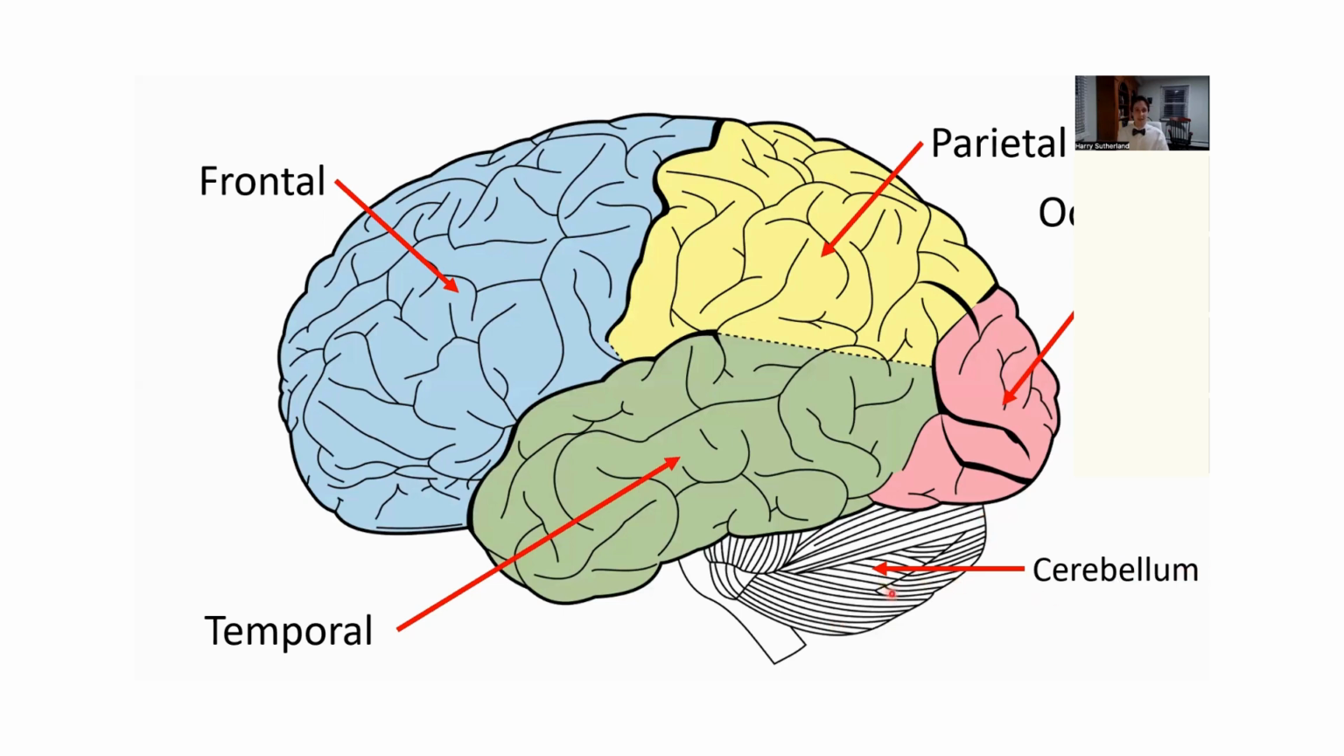In addition to these 4 lobes, there's also down here something called the cerebellum, which is involved in, among many other things, coordinating movement, making sure that your movements are not jerky, but are smooth and well coordinated, and something called the brain stem.